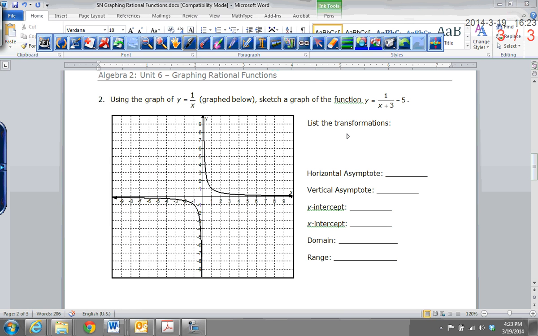Our first two transformations, down 5 and left 3. So instead of my vertical asymptote being at x equals 0, now it's at x equals negative 3. And instead of being at y equals 0, now it's at y equals negative 5.